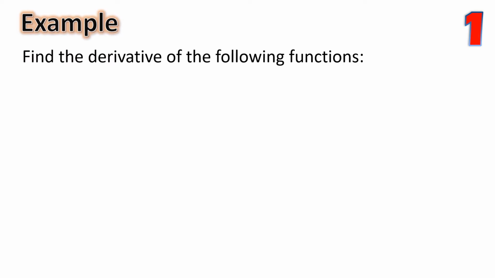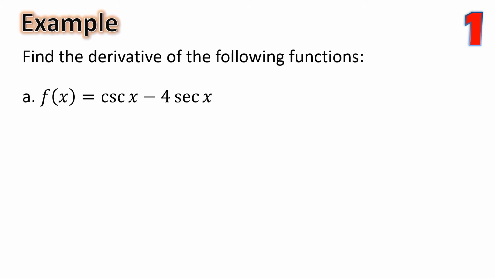Let us have some examples. In finding the derivative of functions involving trigonometric functions, the rules of differentiation applies. Let us have number 1. Find the derivative of the following function. f of x is equal to cosecant x minus 4 secant x.